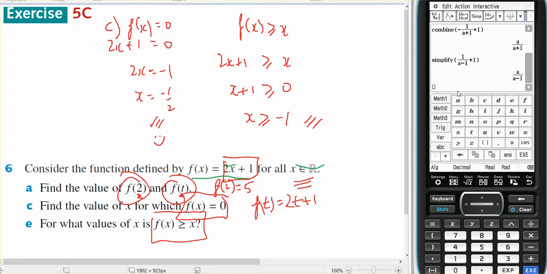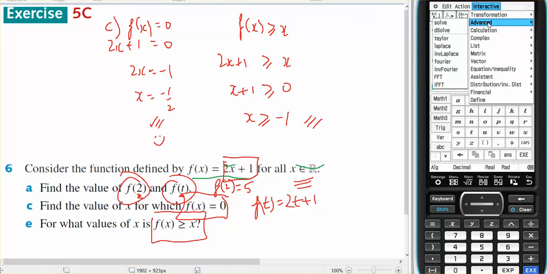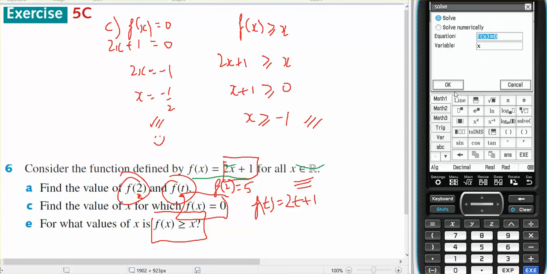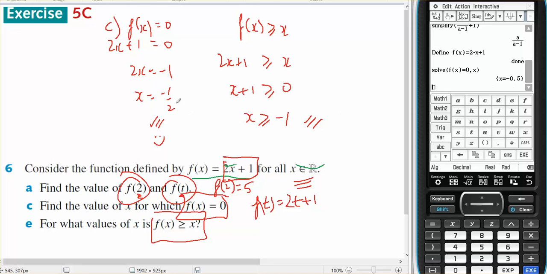So if I do the same thing over here, I have 2x plus 1, which is what my function is, and I define it, interactive define. It will replace my last one, and I've got f of x equals 0, and I solve that for x. There's my answer, which is the same as this answer, and because I'm in decimal, I got a decimal answer, but if I'm in standard, I get x is equal to negative a half.